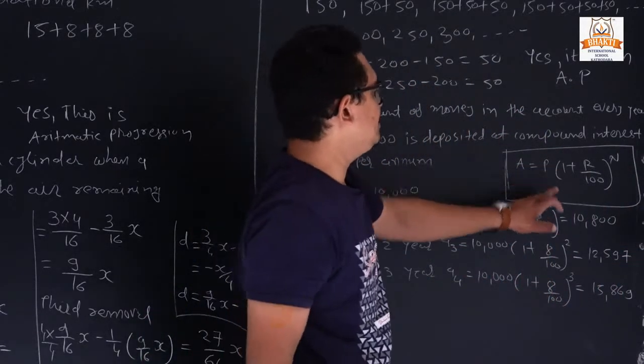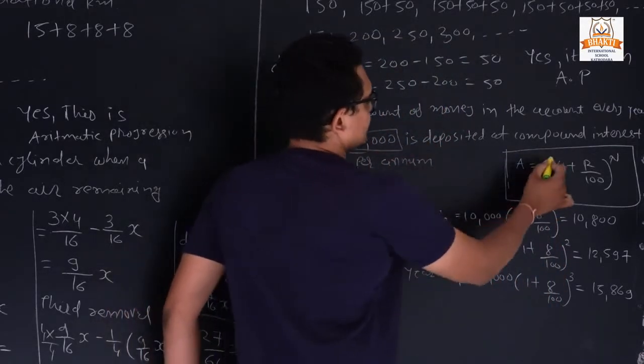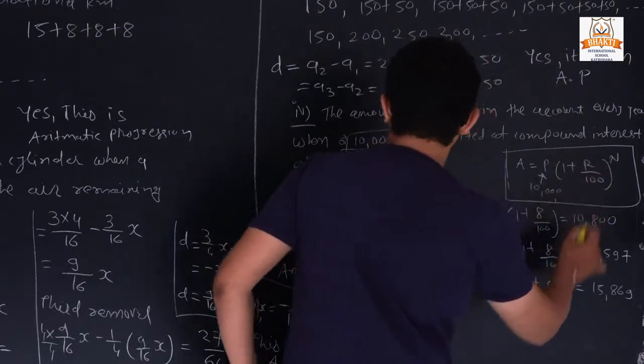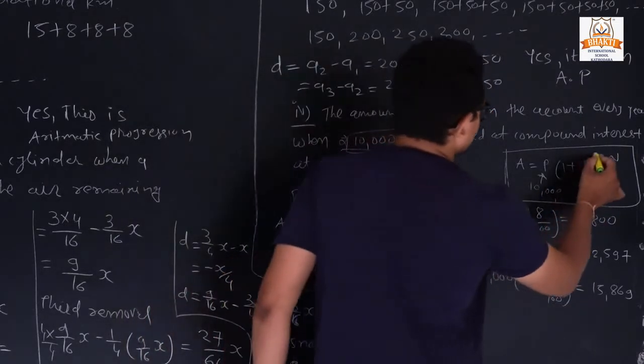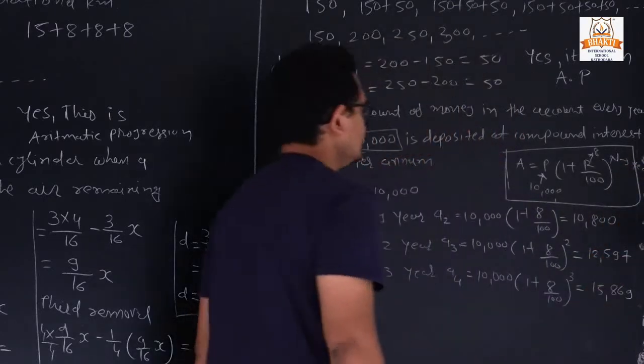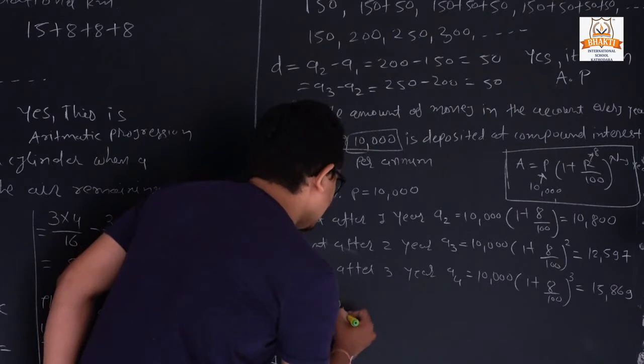Amount is equal to P, which means principal. Principal is given, 10,000 rupees. Rate is also given, 8%. And N means year, how many years we deposit the money. So initially we have the 10,000 rupees.